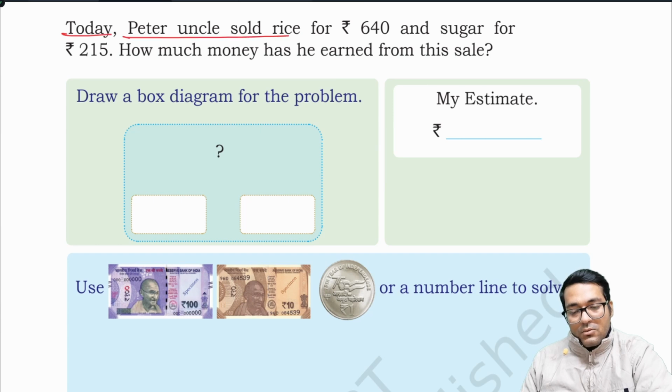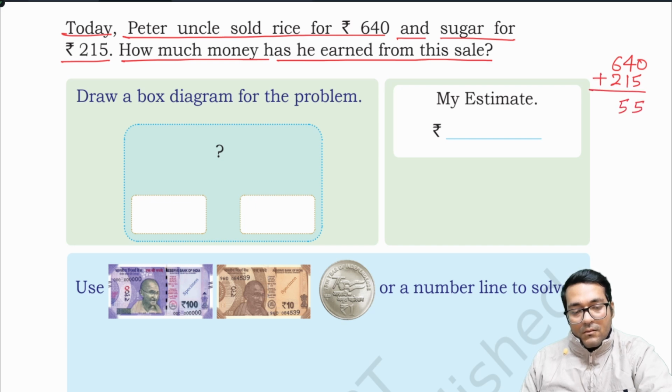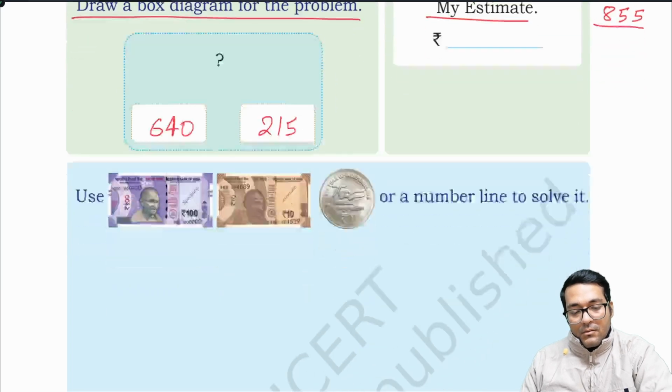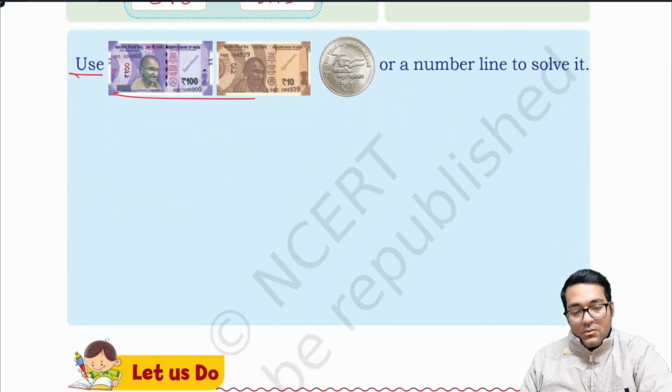Today, Peter uncle sold rice for rupees 640 and sugar for rupees 215. How much money has he earned from this sale? You have to add 640 to 215. The answer is 855. Draw a box diagram for the problem. My estimate. Use notes, coins, or a number line to solve it.